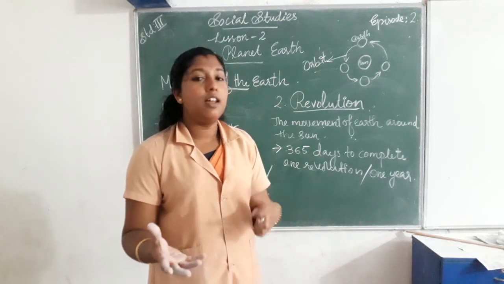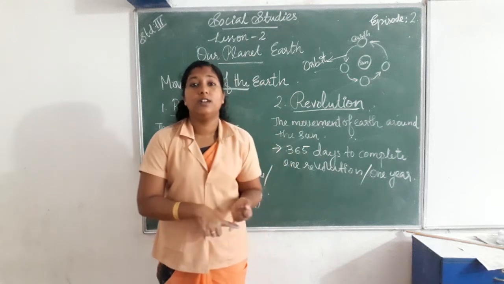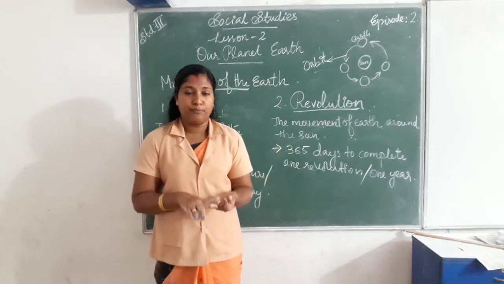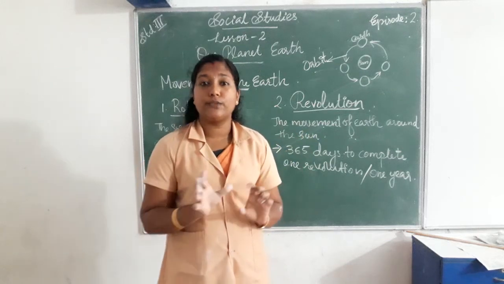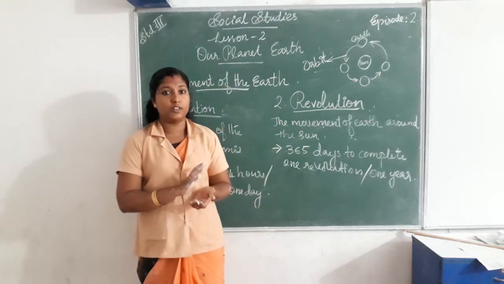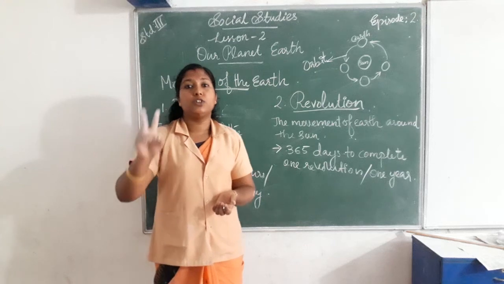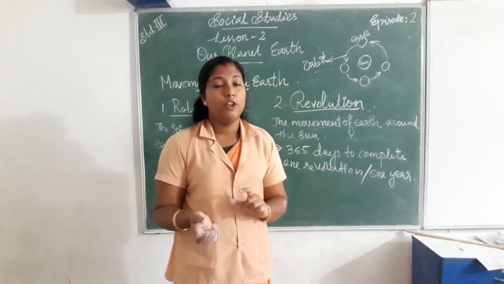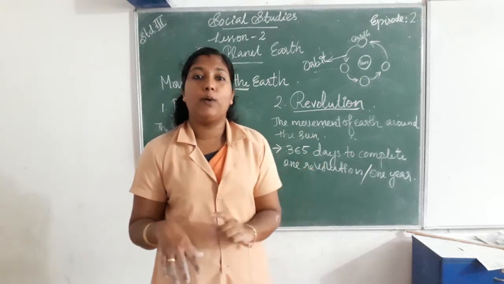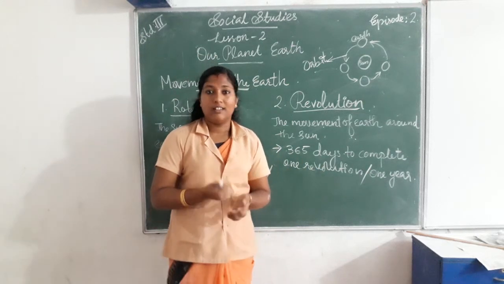Then we learned about poles. What are poles? The top and the bottom points of the earth are called poles. There are two poles, North Pole and South Pole. The area around the poles is called the polar region.